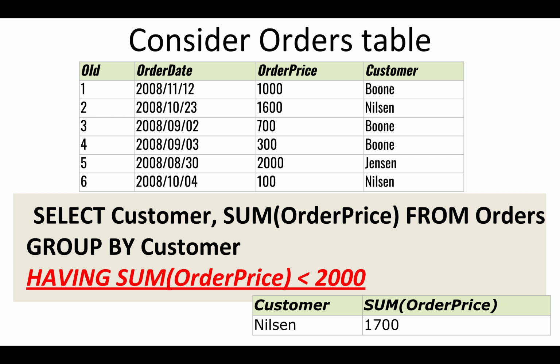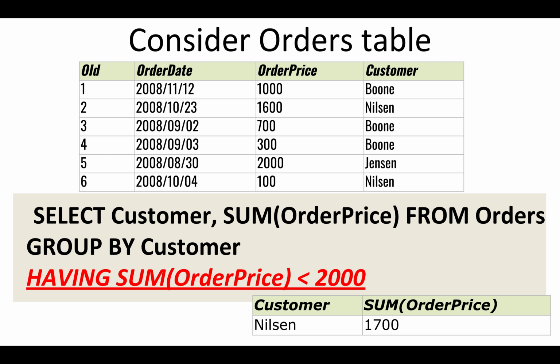All right, so let's look at a couple examples. Here's an orders table where we have Boone, Nielsen, and Jensen, and we're going to group by the customer. That means we're going to create three groups: Boone, Jensen, and Nielsen, but we're going to filter by this aggregate. Once they're aggregated in the order price, once they're added up, I don't want the ones that are greater than 2,000. I only want the ones that are lower than 2,000, which is exactly what we want.